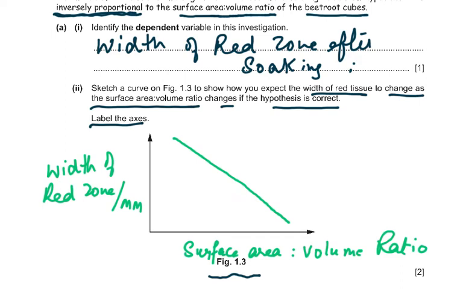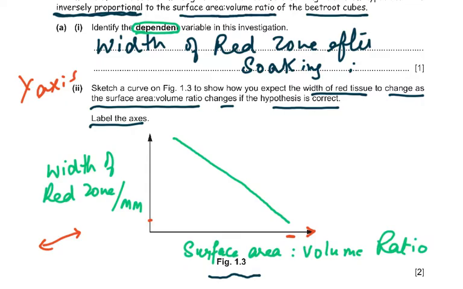So very easily understandable. Now we have to remember that the dependent variable always goes on the y-axis. So the dependent variable, which is the width of the red zone, will go onto the y-axis, and that should be in millimeters, and the surface area to volume ratio will go on the x-axis. Now you get an inverse relationship. You see, the width of the zone will be more when there is less surface area. The surface area is increasing like this. So the larger the surface area to volume ratio here, the lesser will be the width. Larger the surface area, lesser the width.